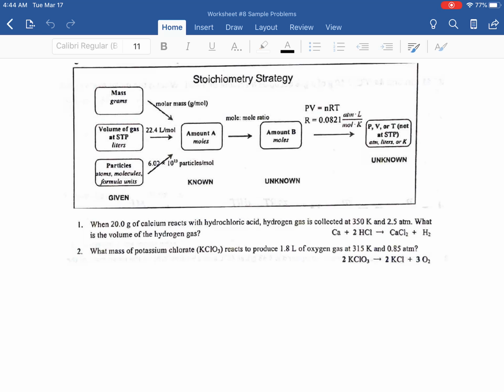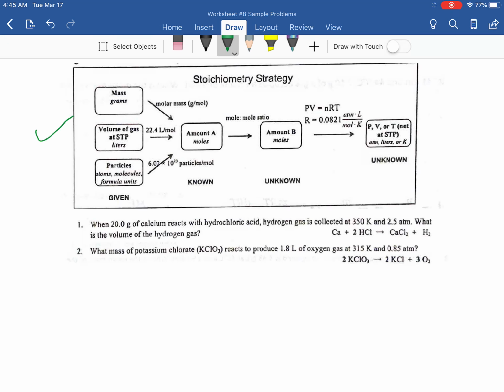Hi guys, this is a snip from worksheet number 8, which is going to help you practice some gas stoichiometry. Again, just like the video from yesterday. And the nice part is this strategy right here.